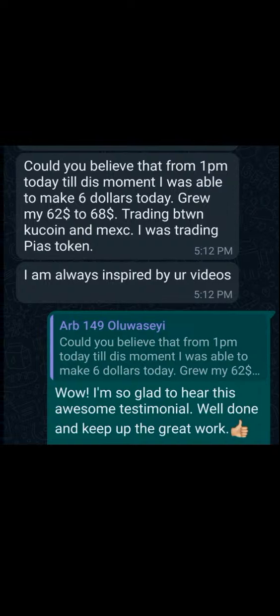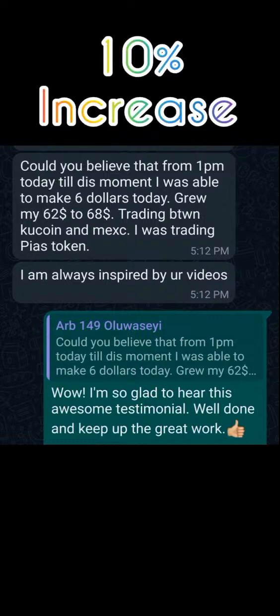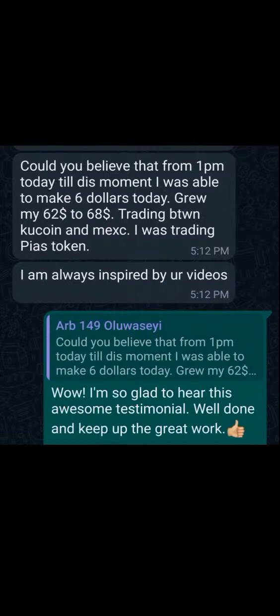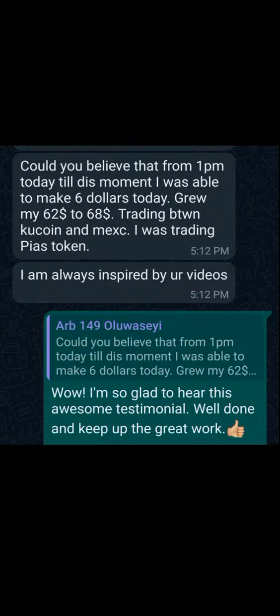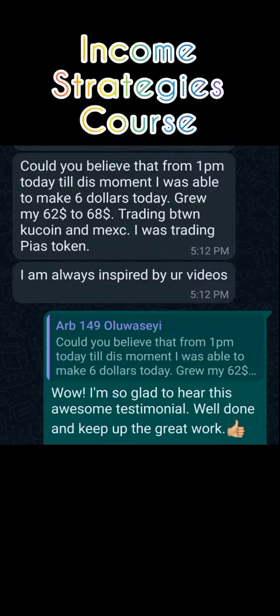Now, what about what happened the following day? Now, this was a 10% increase. He traded for a couple of hours and he made a 10% increase on his trading that day. For those of you wondering, how much can you make in inter-exchange arbitrage? This is an example for you, because this is inter-exchange arbitrage at its best. And he utilized all the skills, all the information, all the strategies that we teach in our income strategies course. And I'll get to that in a bit.